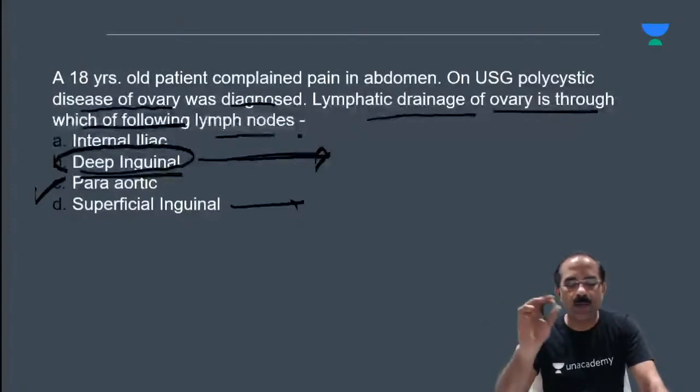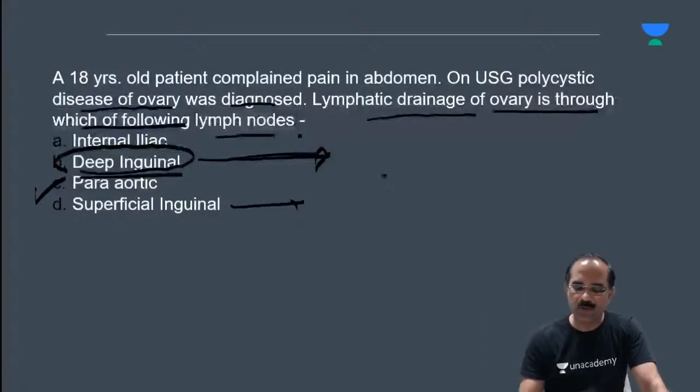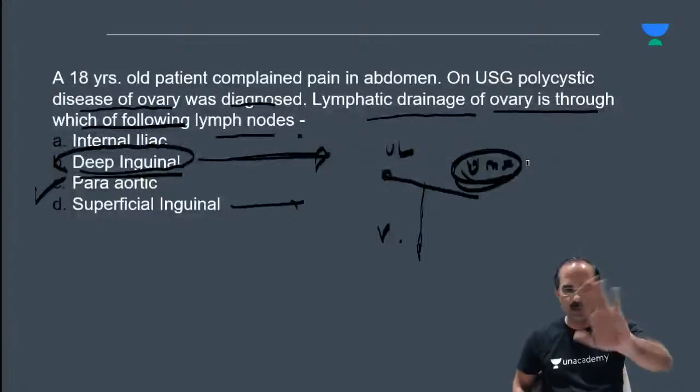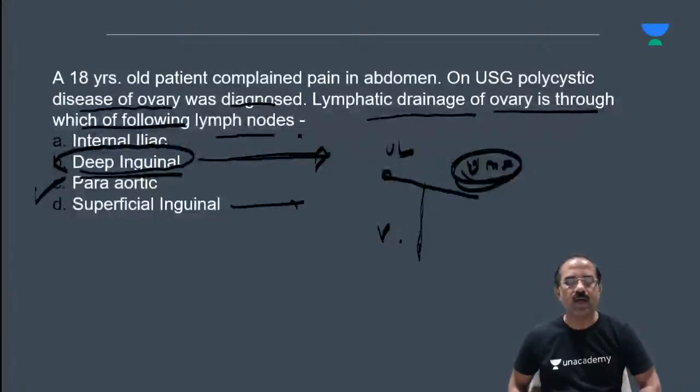Superficial inguinal has an upper medial group. You know the superficial inguinal lymph nodes are in the form of a T. I'm not going into details of this. This is upper medial, this is upper lateral, and this is the vertical group. Upper medial, upper lateral, and vertical. Just tell me what the upper medial group drains. I'll just tell you this. Upper medial group.